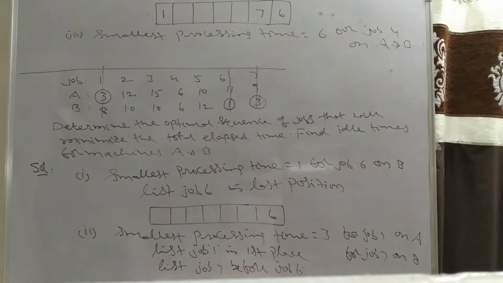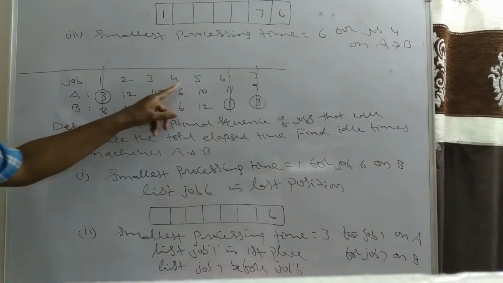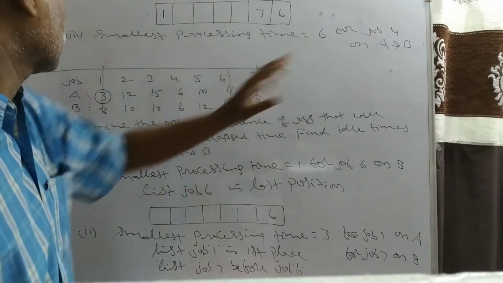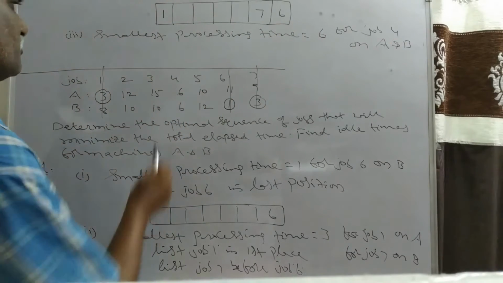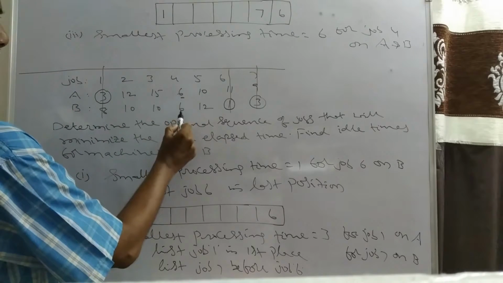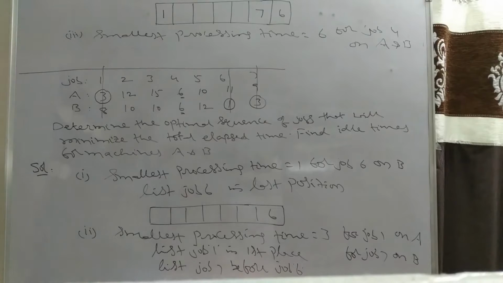So, the smallest processing time is for job 4. The smallest processing time is 6, for job 4 on machine A and machine B. Right. So here we have a tie for placing the job, since the minimum processing time occurs on A as well as B on both machines. So we have two options.